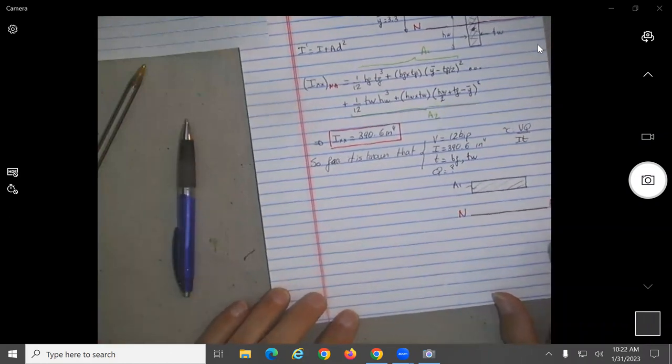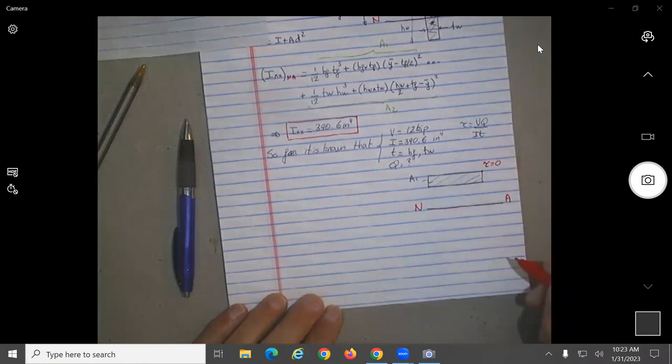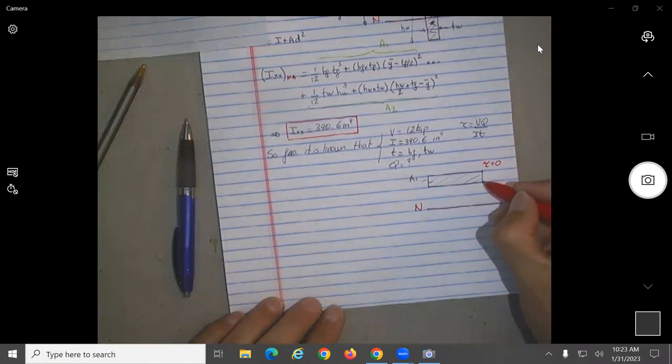Okay, so maybe I don't need to do it in too much detail, but what would be the shear over here at the top? Here is zero because Q is zero, no? Now we need to find what would be the shear here, let's say at this point, let's say tau sub A.